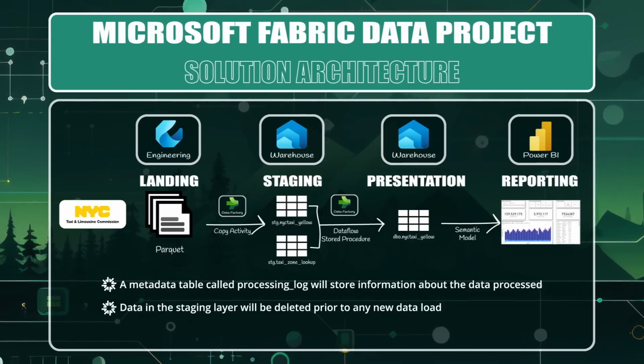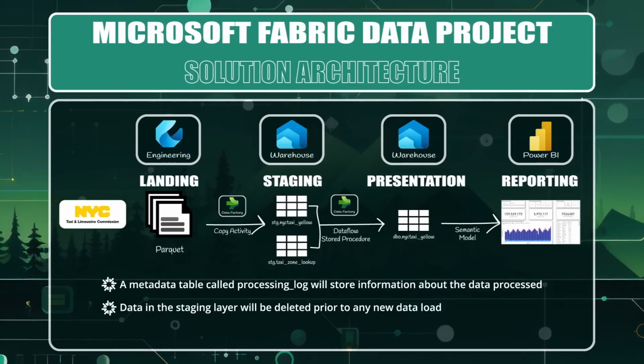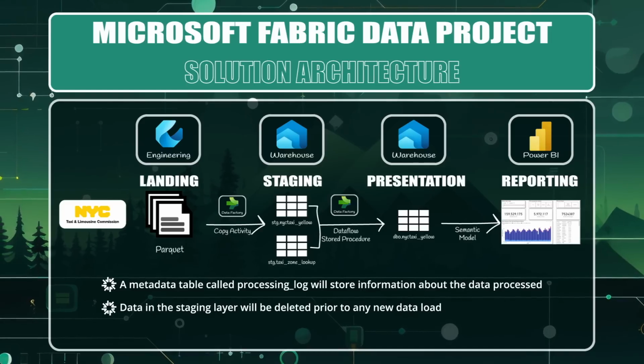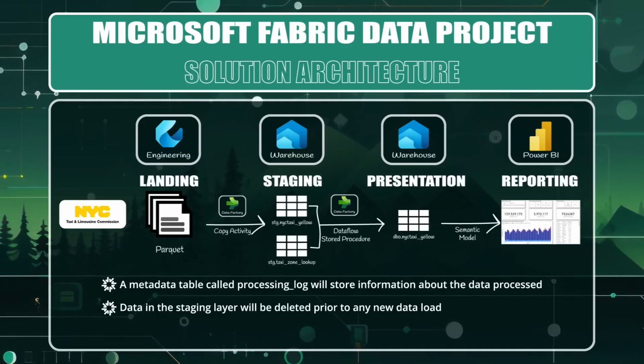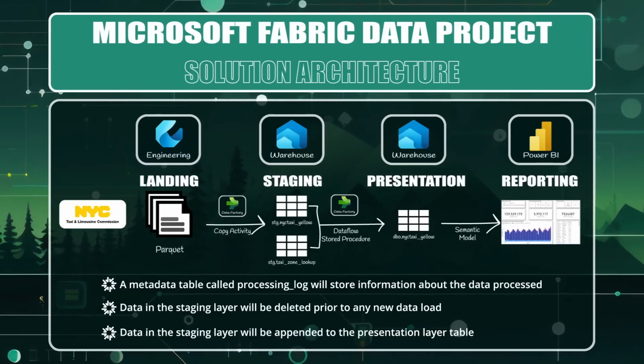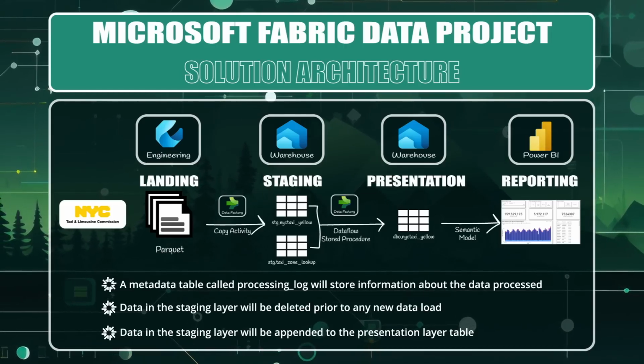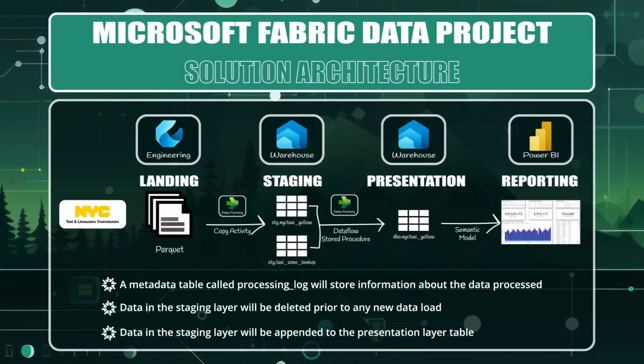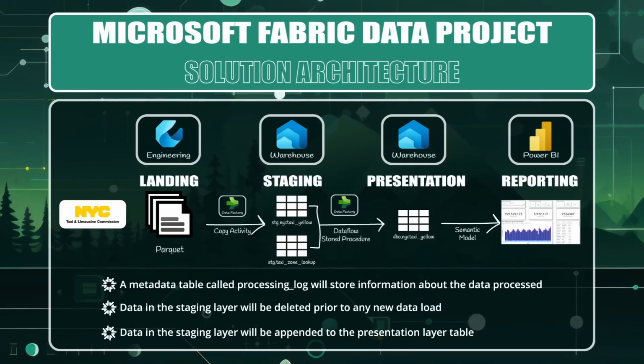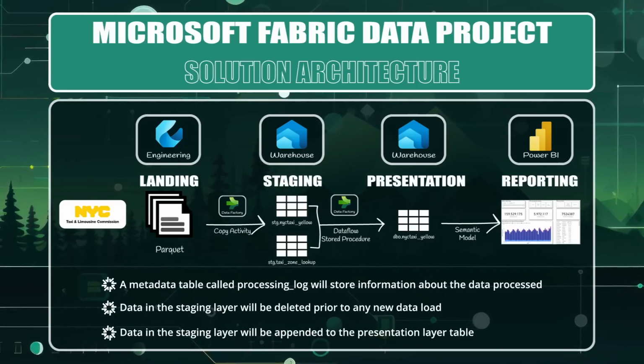Additionally, we'll delete the NYC taxi yellow staging table prior to loading any new data, but the presentation layer will contain a full history of the data. So data from the staging tables will be appended to the presentation layer. But the NYC taxi yellow staging table will be deleted as the first step of any data pipeline.